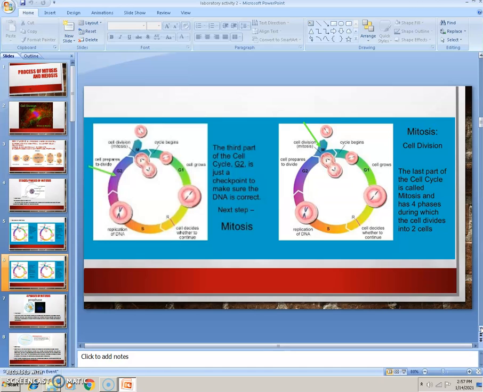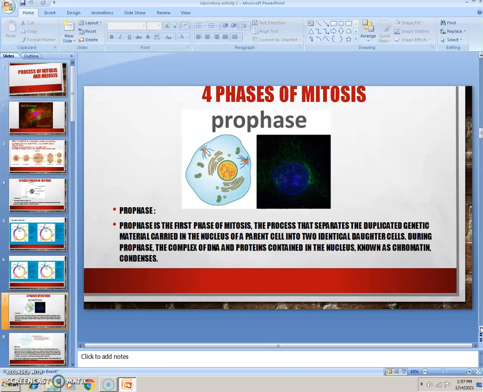And the last part of the cell cycle is called mitosis and has 4 phases, during which the cell divides into two cells. The 4 phases of mitosis. The first phase of mitosis is the prophase, the process that separates the duplicated genetic material carried in the nucleus of a parent cell into two identical daughter cells. During prophase, the complex of DNA and proteins contained in the nucleus, known as chromatin, condenses.